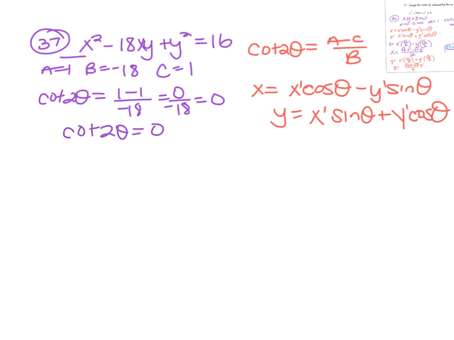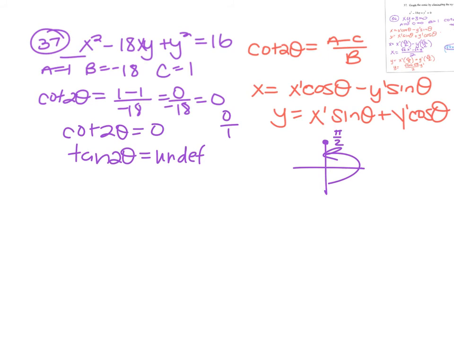And so if cotangent is 0, what's tangent? What's the reciprocal of 0? 1. Negative 1. If 0 over 1 is 0, what's the reciprocal of that? Undefined. So we're looking for where on my unit circle tangent's undefined. Usually we look in that first quadrant unless the sign's not positive. And it would be at pi over 2. So I'm saying that 2 theta equals pi over 2, which means theta equals pi over 4. So that's step 1, find the angle.